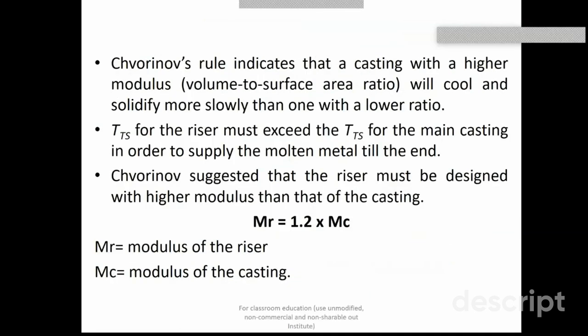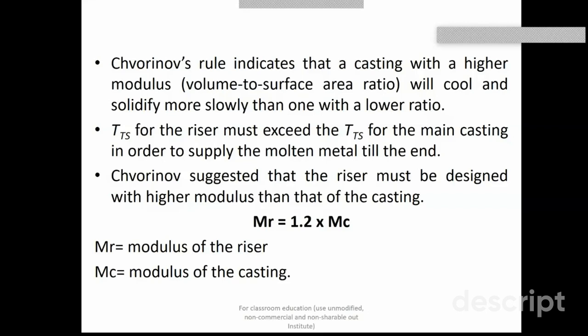So this Chvorinov's rule indicates that the casting with higher modulus, you can say volume to surface area ratio, will cool and solidify more slowly than one with the lower ratio. That means the time period of solidification of the riser must exceed the time period of your main casting in order to supply the molten metal till the end, and in order to compensate for the solidification shrinkages.